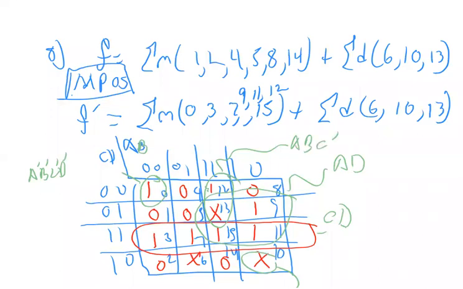So knowing that, I now have determined a minimum sum of products for f prime, which is equal to A, B, C prime, or AD, or CD, or A, B, C, D, all prime. But that's not what he asked for. He said he wanted a minimum product of sums. And what did I do? I came up with a minimum sum of products for f prime. So what do I do now?